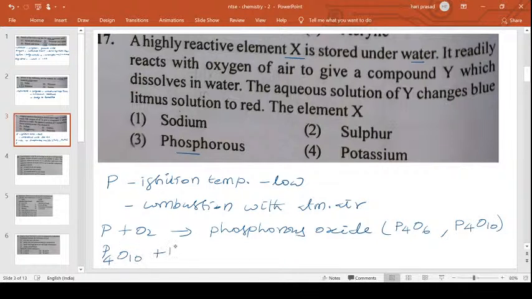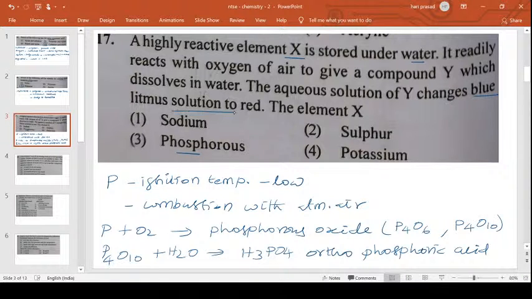Any one we will take out of these two. This with water gives acid. This acid name is orthophosphoric acid. This orthophosphoric acid is an acid, therefore it converts blue litmus into red. So we can say phosphorus for this. Next question.